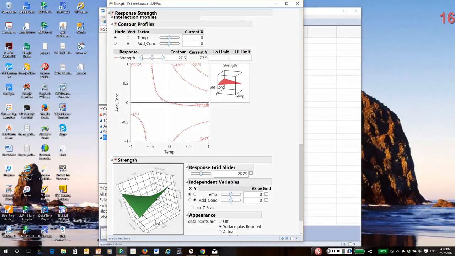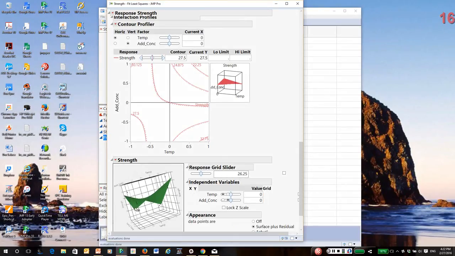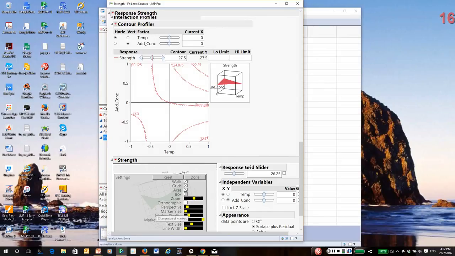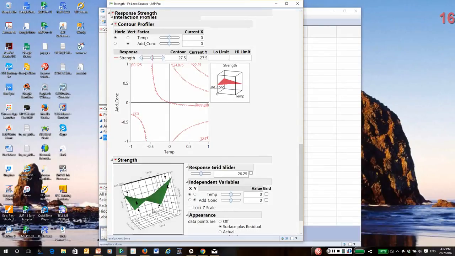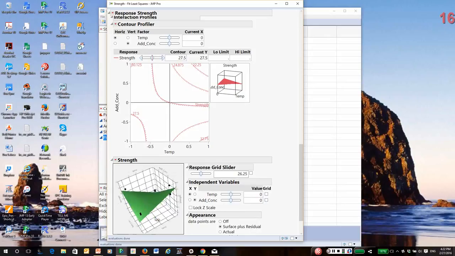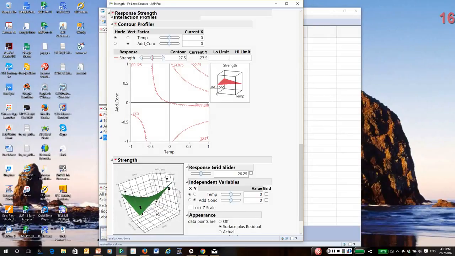Okay. In other words, I've actually highlighted, let's see if I can blow up the points for you a little bit. I've added the data, and notice that that interaction or cross product term is actually needed in order for the model to actually fit the data.